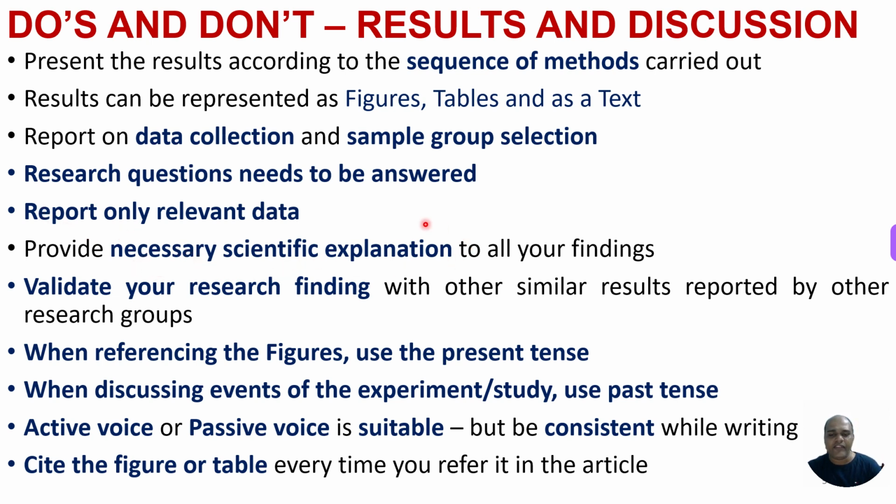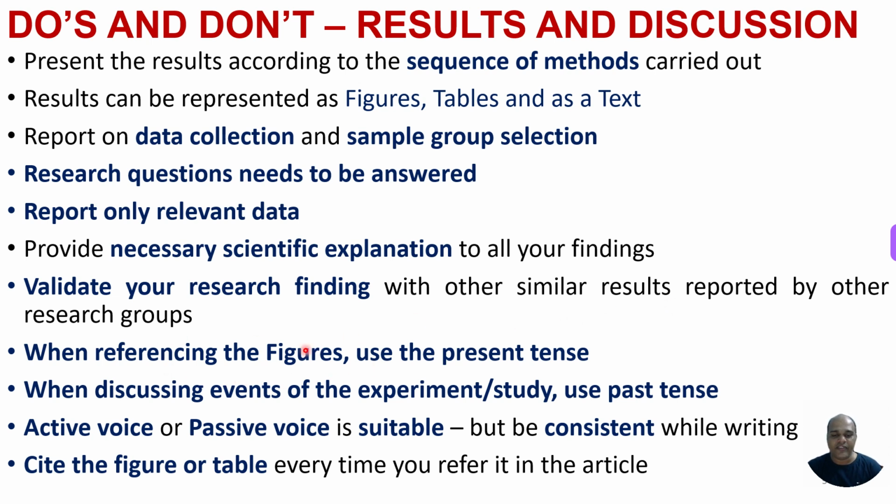Provide necessary scientific explanation. This is also very important. If I find some trend in my result, I should try to explain it in a scientific manner. Why is the trend like this? What might be the reason behind it? Or what was done to have such a trend? So give scientific explanation for all your findings. Validate your research findings with other similar results. Some other research group might also have worked on a similar aspect. So try to validate your result with the existing literature.